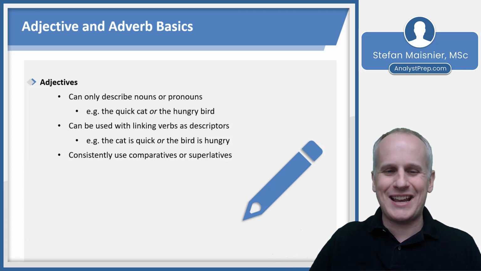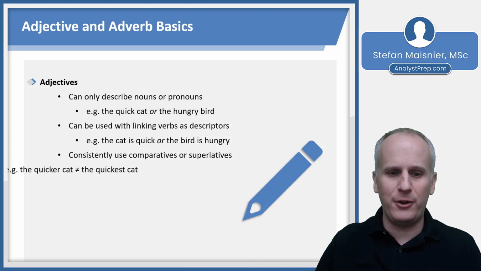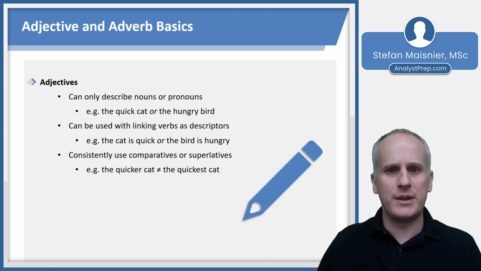And as far as adjectives go, you have to make sure that you consistently use what are known as comparatives or superlatives. And ultimately, this is the difference between more and most, or -er in most cases, and -est. So the quicker cat means we are comparing two different cats. One is quicker than the other in direct comparison, hence the term comparative. The quickest cat is going to be the quickest cat compared to all other cats, so hence the term superlative.